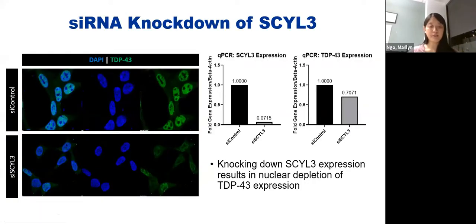In order to test how SCYL3 may be interacting or affecting TDP-43 endogenous functions, we performed a siRNA knockdown of SCYL3 and looked at the effects on TDP-43 expression. Here we show in our qPCR results that we were able to achieve a robust knockdown of SCYL3. Interestingly, we also saw that TDP-43 expression was also reduced by approximately 30%. Our immunofluorescent images also demonstrate how knockdown of SCYL3 causes a reduction in TDP-43 intensity within the nucleus.